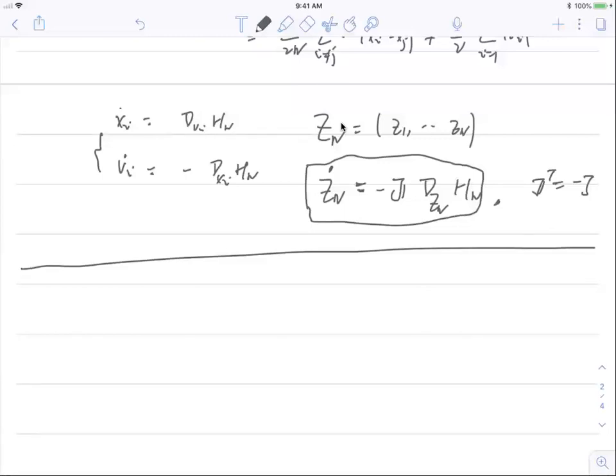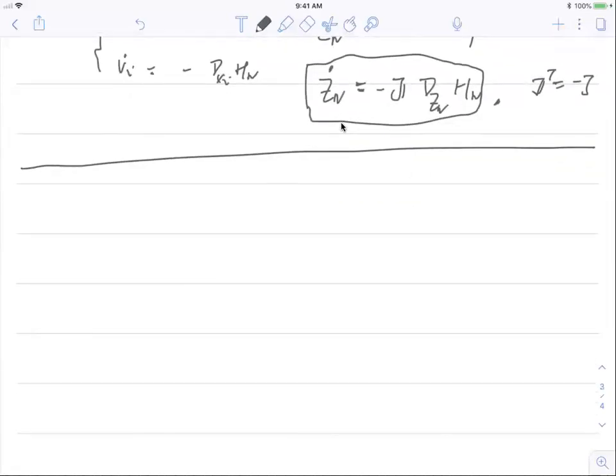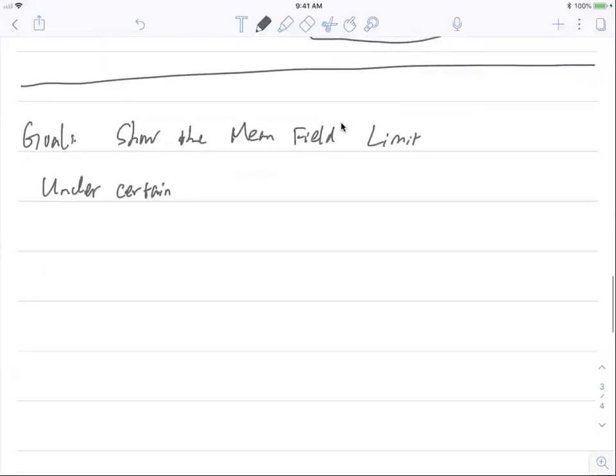Okay. So the goal, of course, is to show the convergence. The goal for the three cases I mentioned is still to show the mean field limit, which is the following: under certain assumptions, in particular the following.